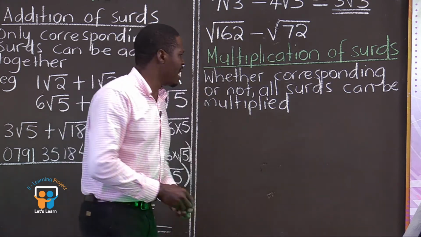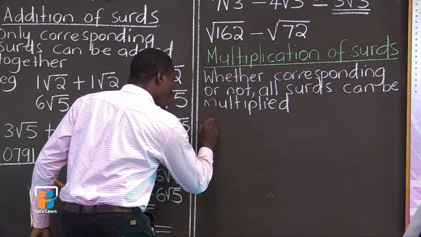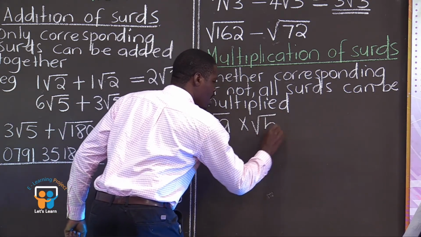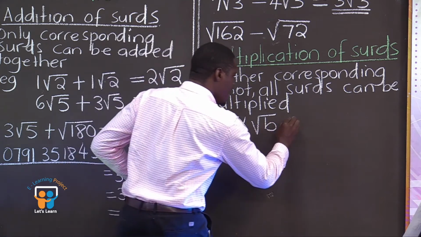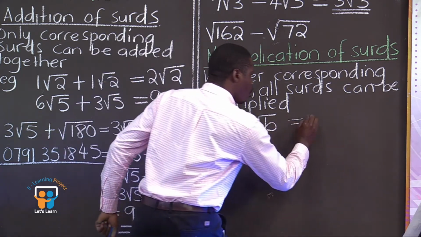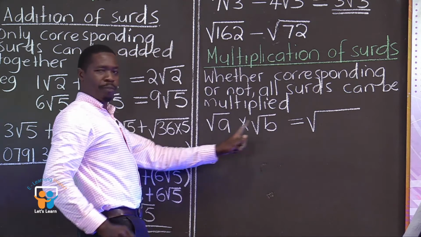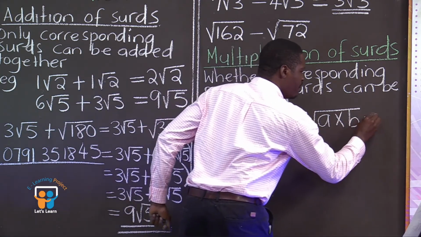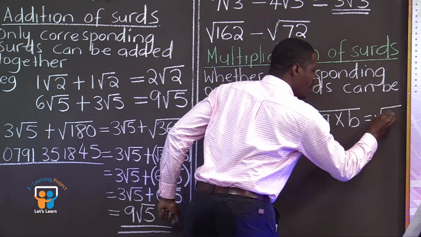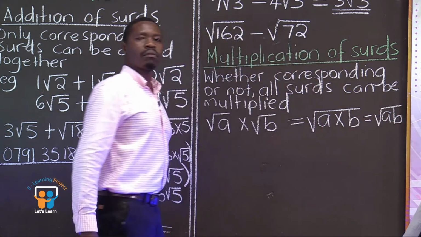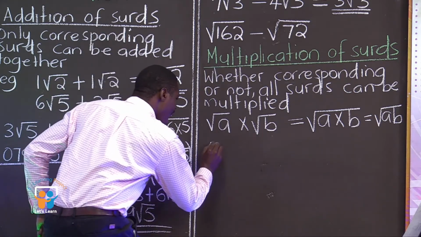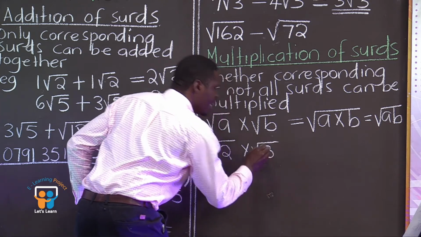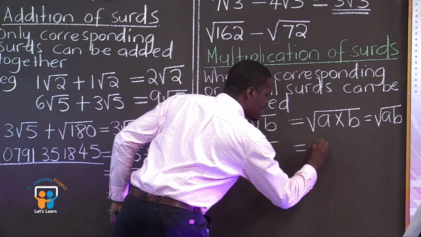What do I mean, Mr. Examiner, sir? This is what I mean. If I have a root A times a root B, in our rules, we said this will give us a common root, and then we multiply the radicands A times B to give us the root of AB. Implying that if we have a root 2 times a root 3, this is very simple.